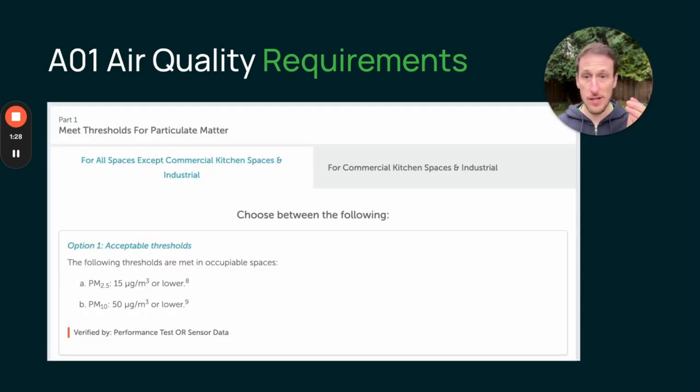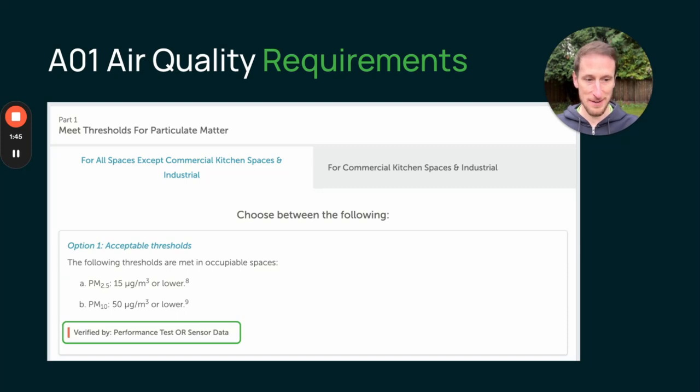And what this looks like, if you look at the WELL standard within A01, you will see this little line at the bottom that says how your data can be verified. And this will be either through performance test or sensor data. So, what does a performance test mean?